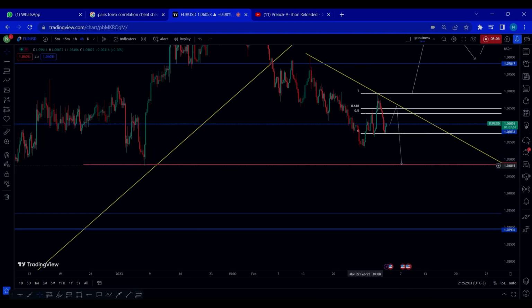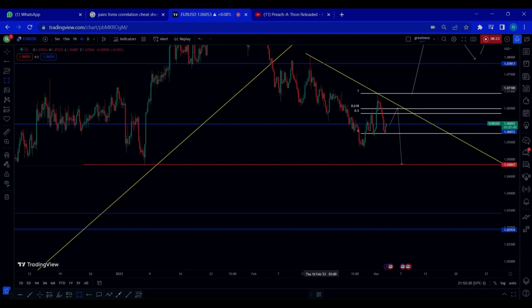I'll be looking for the Euro USD to come back to this zone, right? Once Euro USD comes back to the zone, what am I looking for? I'm looking for actually a sell on this zone on Euro USD, right? So I'm actually just going to mark out this zone.